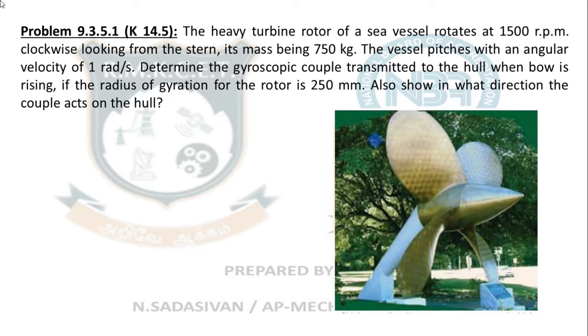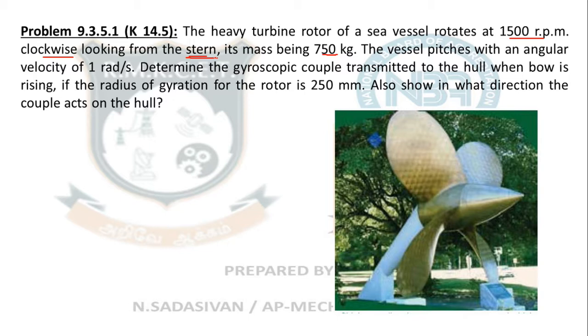The heavy turbine rotor of a sea vessel, the N is 1500. The direction of rotation is clockwise when you look from the stern. Right? First case. Initial four rows of the table.